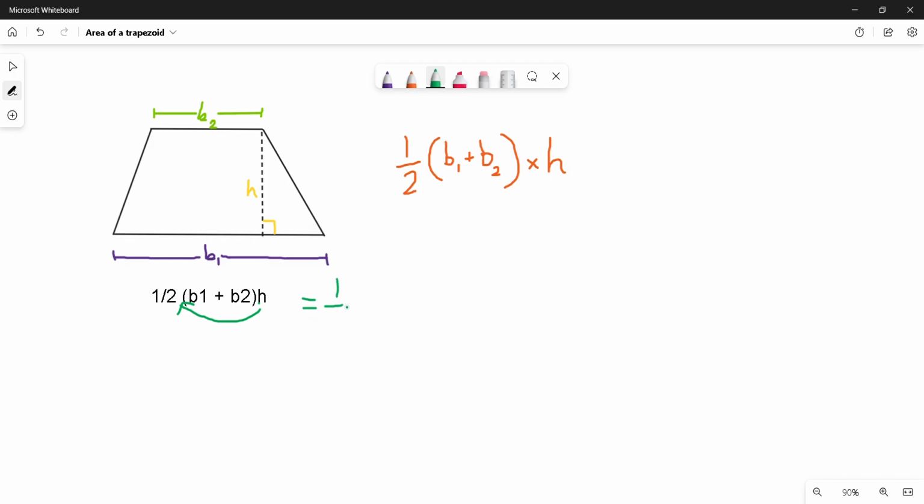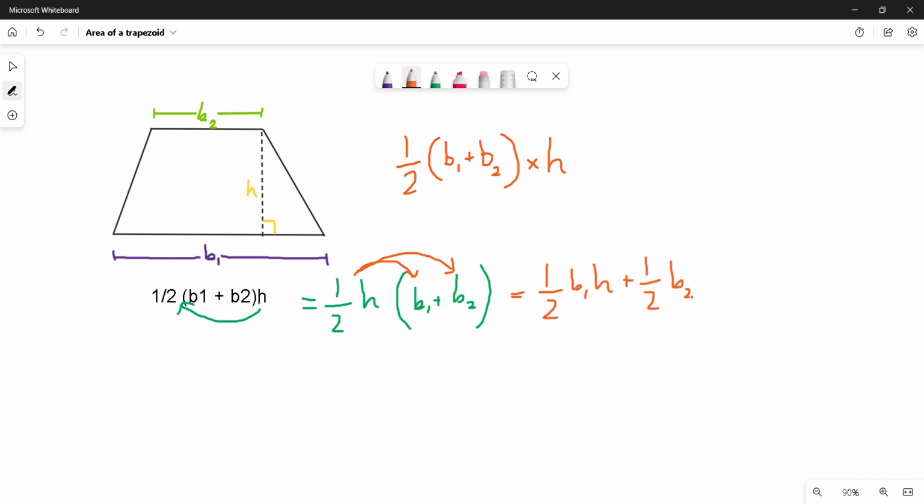We get half of h multiplied by base 1 plus base 2 is equal to the area of a trapezoid. This is just the same thing written in a different way. Let's distribute this 1 by 2h over this b1 and over this b2. Now we get 1 by 2 base 1 into height plus 1 by 2 base 2 into height. And this is equal to the area of a trapezium.